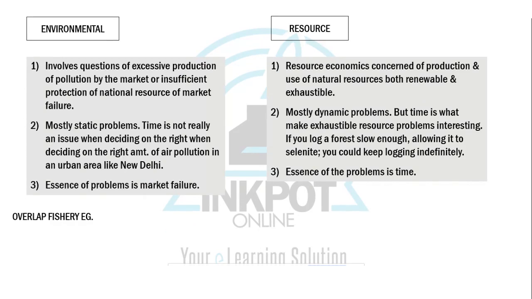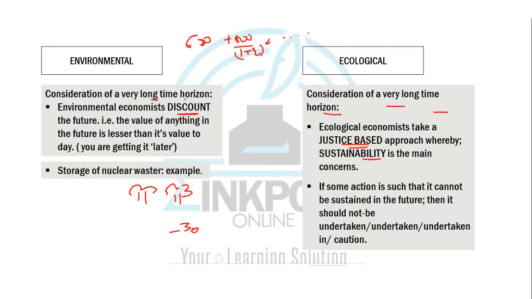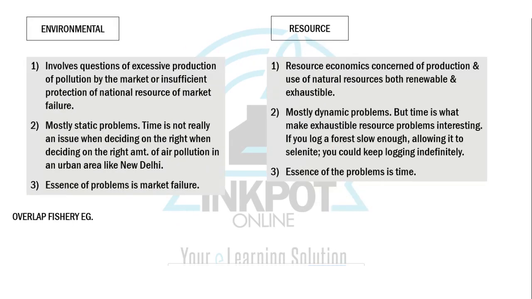Okay, the last part of this distinction is the, actually no, environmental and ecological, that's the distinction. Now we come to the distinction between environmental economics and resource economics. Environmental economics involves questions of excessive production of pollution and insufficient protection of natural resources. We know this, right? On the other hand, resource economics deals with what is the best way of producing or using natural resources, both renewable and exhaustible ones.